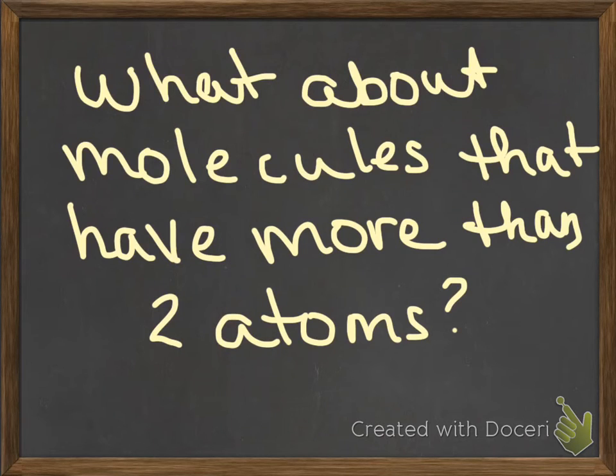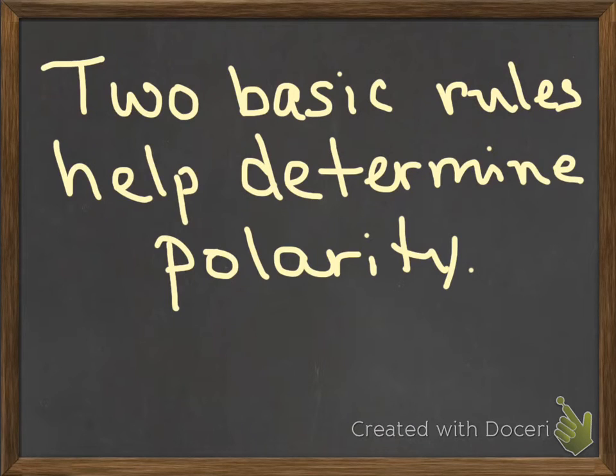All right. Now, the challenge comes in when we have to talk about molecules that don't just have 2 atoms. Okay, 2 atoms is easy. If it's one type of atom, it's nonpolar. If there are 2 different atoms, it's polar. But what about when we have multiple atoms? Okay, so there are 2 basic rules that are going to help us to determine polarity.